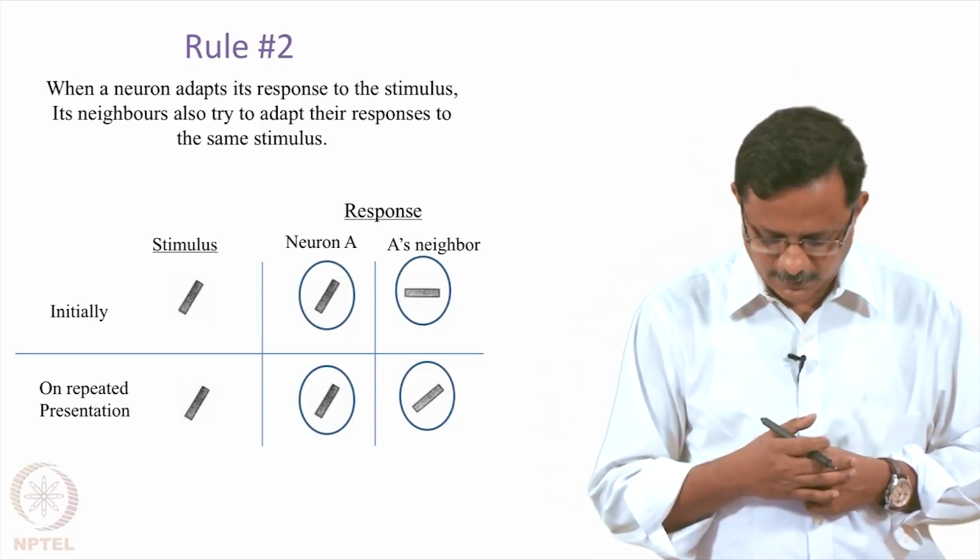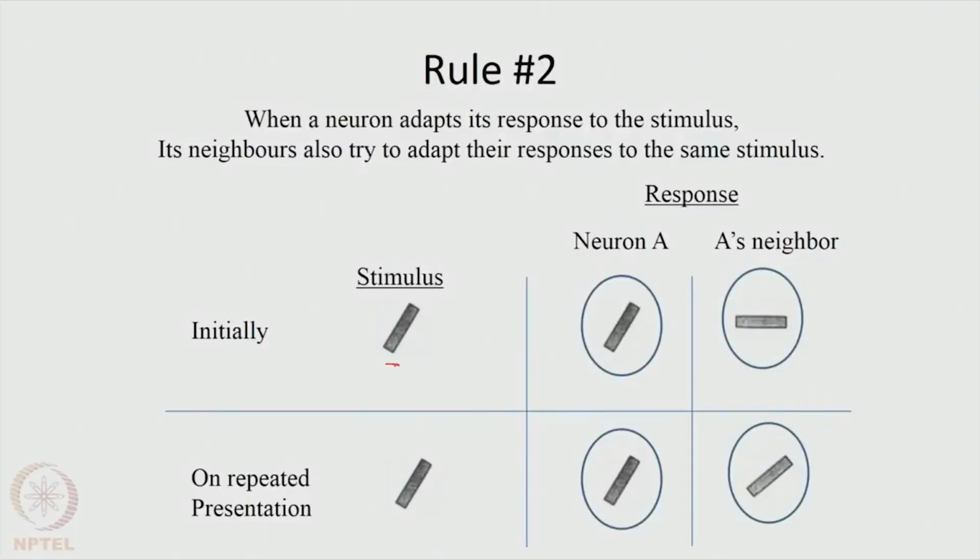So, in this example, let us assume that initially I give a stimulus which is like a 70 degrees oriented bar, and neuron A happens to have a tuning which is exactly equal to that or very close to that stimulus. But then A's neighbor happens to have a very different orientation initially. So, this one responds to a horizontal bar.